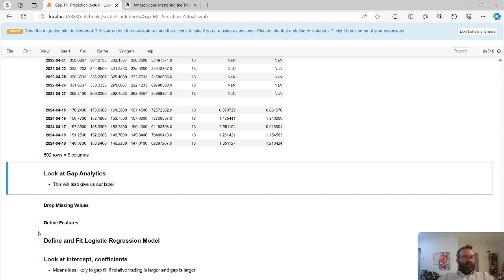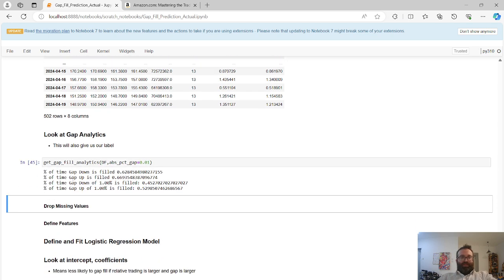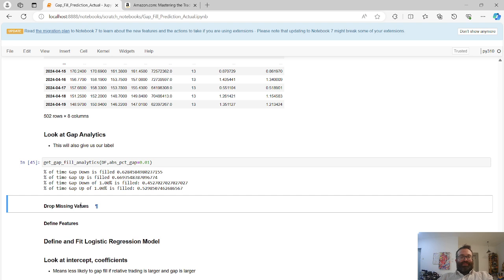I didn't handle missing values yet, we'll do that in a second. Get gap fill analytics, DF, and let's do gap fills of 1% or above. The percentage of the time the gap is filled is 62.8, 67 for up gap. Down with 1% is 45, up is 53, which is interesting because Tesla can never hold gains. When it's up gap 1%, 53% of the times it'll get filled. So when it's gapping up, everyone just dumps it, which makes sense if you've been suffering from Tesla.